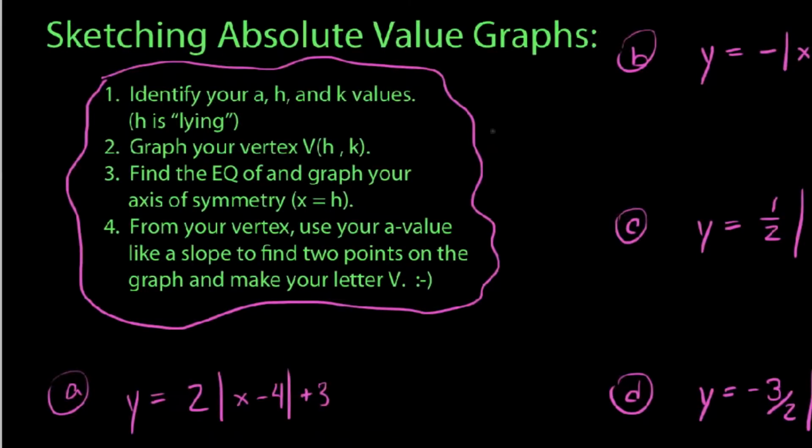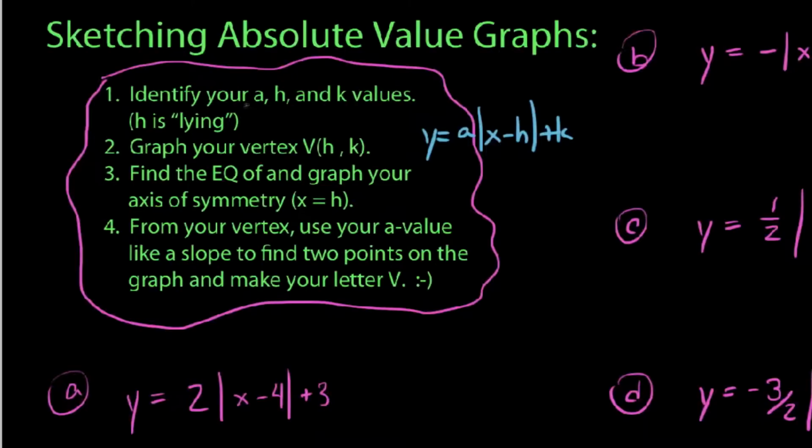are of the form, we can write this out here, we'll do it in blue: y equals some a value times the absolute value quantity x minus h, and then we have a plus k on the outside. Those aren't parentheses, those are absolute value bars. But we know some things about this graph just by looking at the equation.